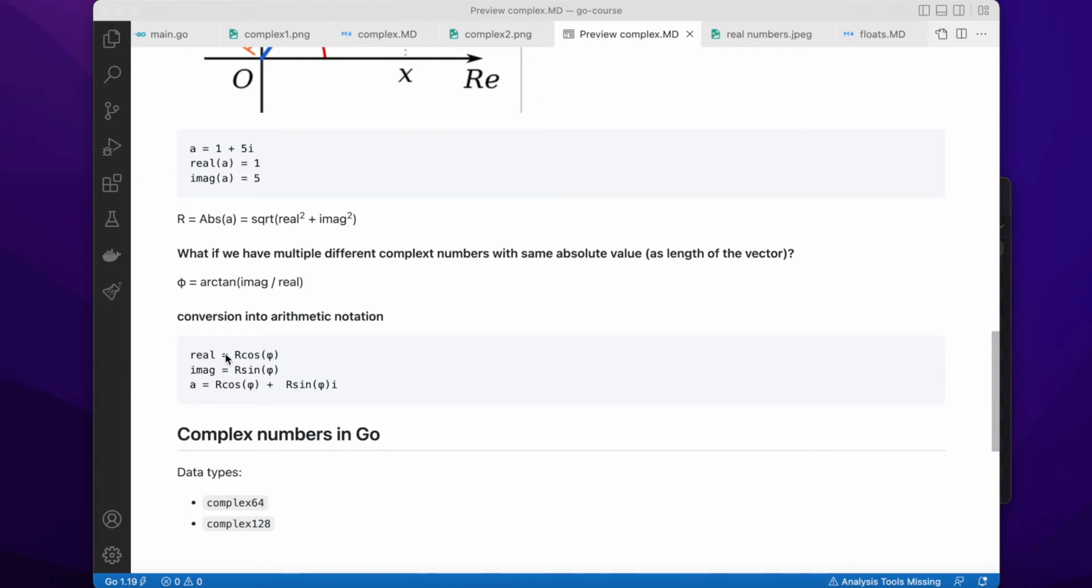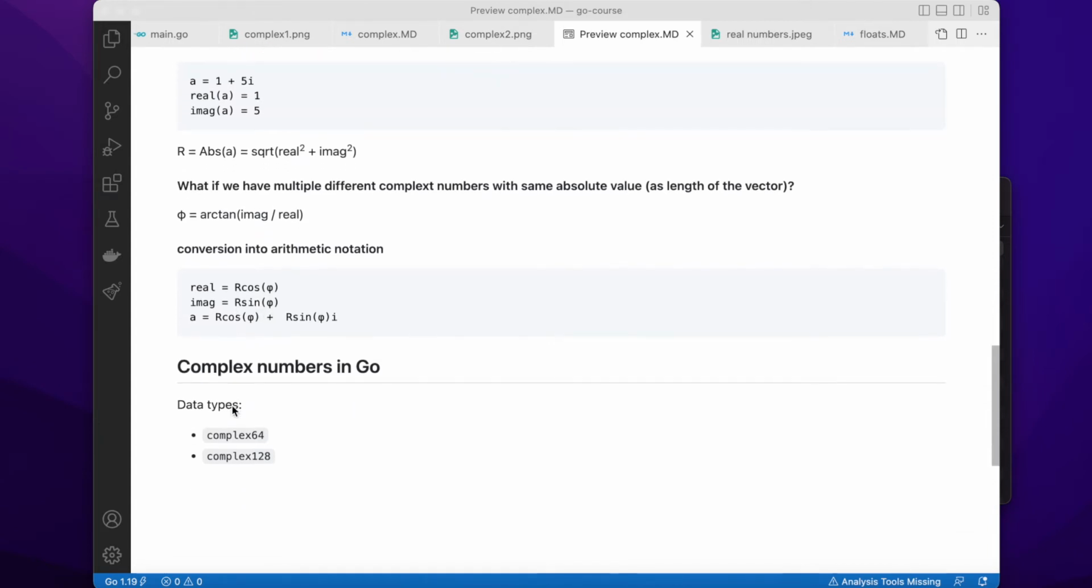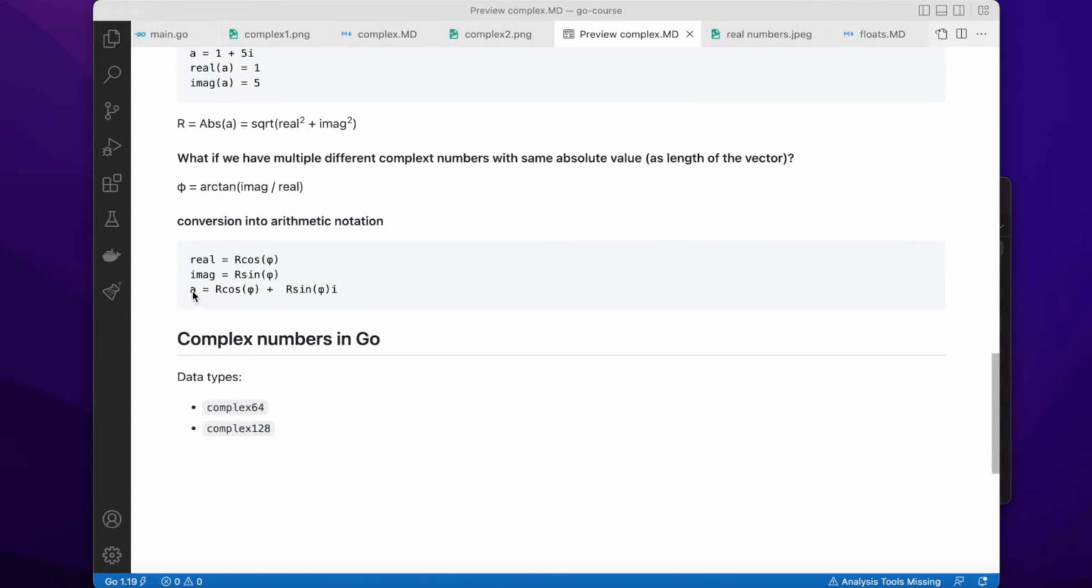So the real part will be simply the multiplication of r, the length of the vector, by cos of phi, this angle, and the imaginary part will be just the multiplication of r and sine of phi. And this is how we can rewrite this arithmetical representation of complex numbers.